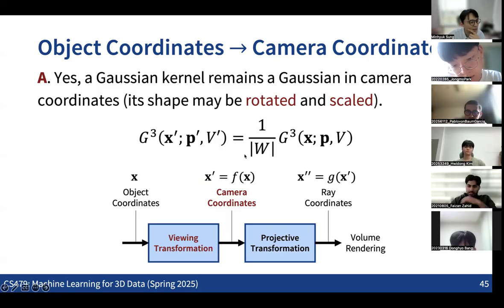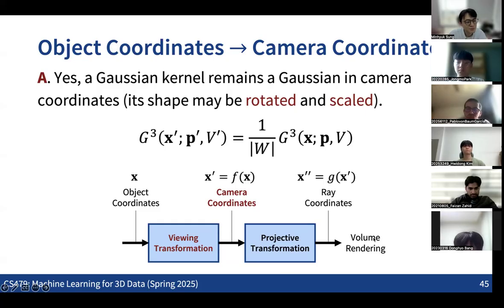How can you see that the Gaussian kernel looks rotated in the camera coordinates? The rotation is involved in the new definition of the covariance here, right? We are multiplying the linear part before and after the covariance matrix. That shows that the Gaussian kernel, seen from the camera coordinates, looks like we are rotating and scaling it, but it still remains a Gaussian kernel in the 3D space. Make sense? Any questions on this?